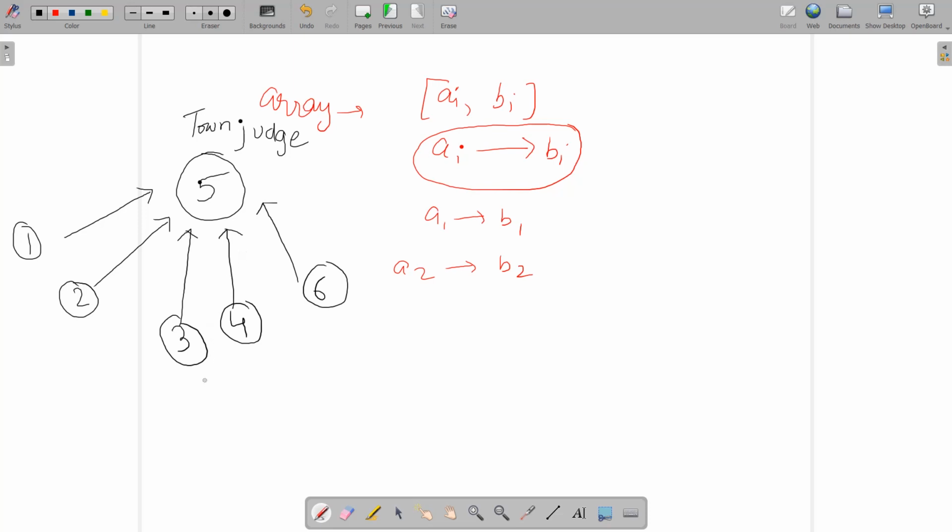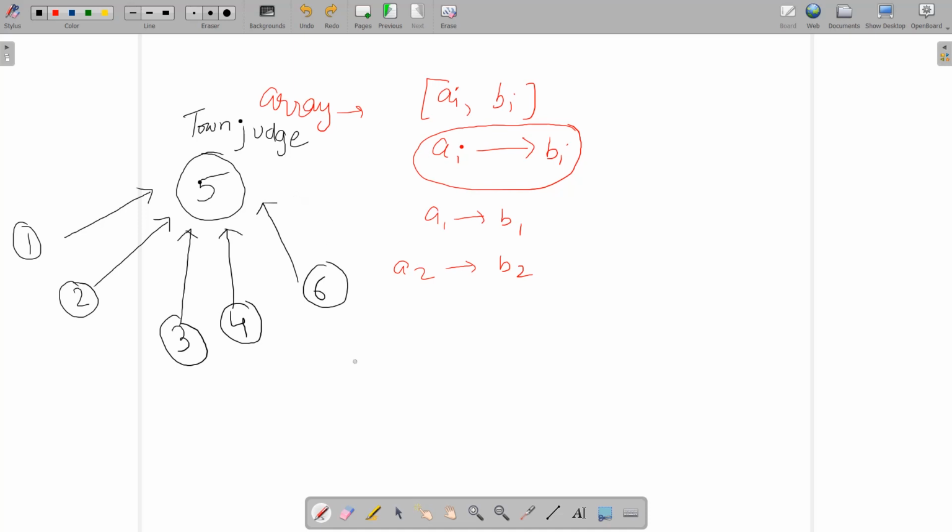Also you can notice that there can be a relationship of trust between 3 and 4, or between 3 and 6, or between any nodes. But what we need to focus on is that I am claiming node 5 is the town judge only when there exist exactly n minus 1 incoming edges to node 5 and exactly 0 outgoing directed edges from node 5.